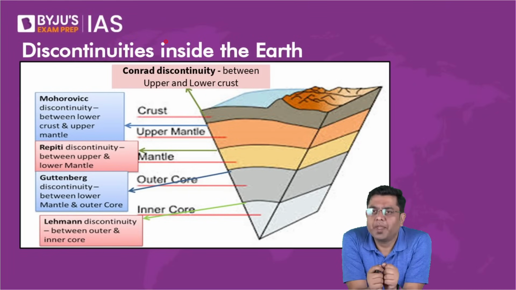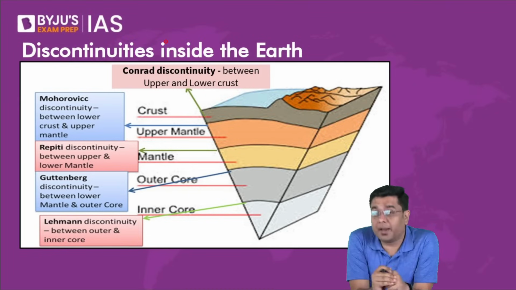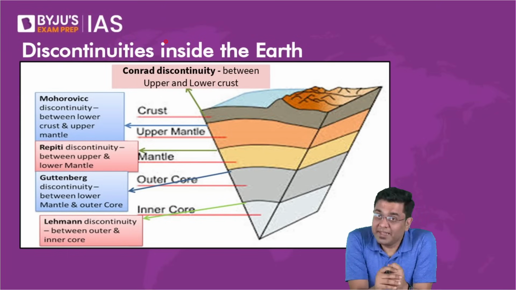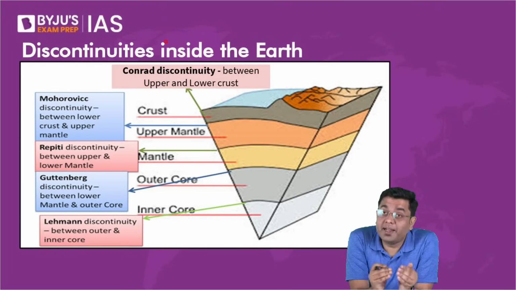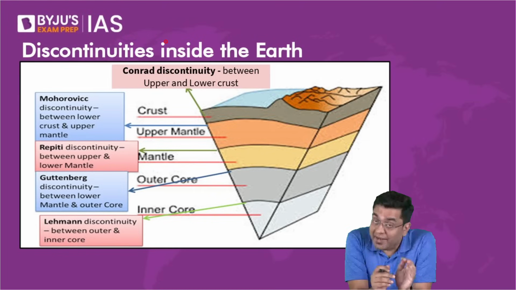So, for example, the discontinuity which separates the upper crust and the inner crust is referred to as the Conrad discontinuity. Then, the discontinuity separating crust and mantle, differentiating the materials and their particle arrangement, is referred to as the Mohorovicic discontinuity, or simply the Moho discontinuity. Then similarly, the upper portion of the mantle and the inner portion of the mantle are differentiated by the Repetti discontinuity.